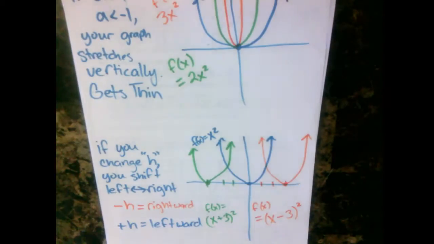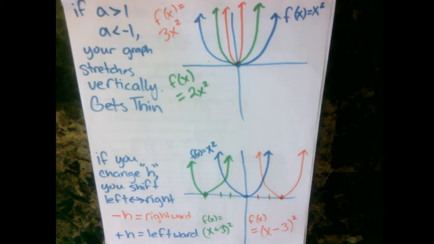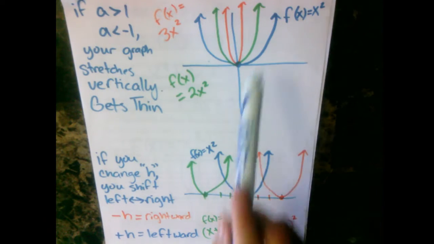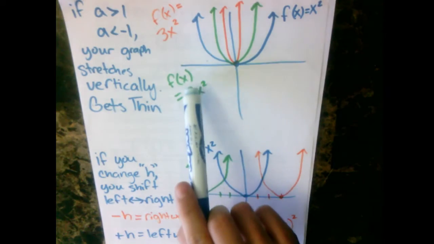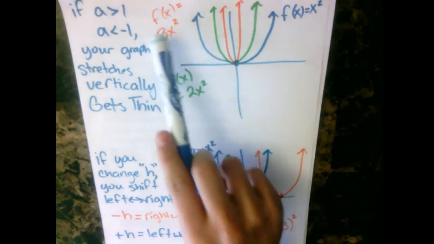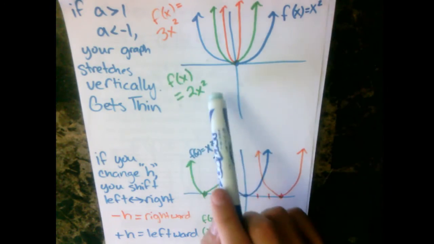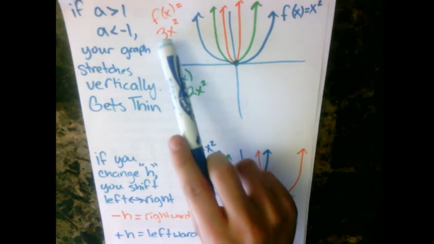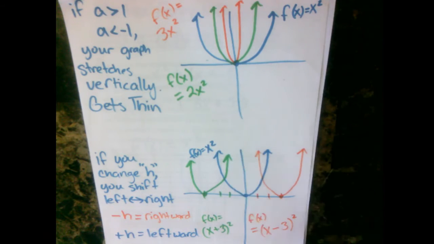Okay? Over here, if a is greater than 1 or if a is less than -1, you're going to get a thinner graph. It just depends on whether or not it points up or down. So it gets thinner and thinner the bigger your a gets. At 2 it's kind of skinny, at 3 it's super skinny, at 100 it'd be ridiculously skinny. Same goes for the negative version. At -2 it'd be kind of skinny, -3 pretty skinny, and then -100 it'd be super skinny, like one line. Okay, down here if you change h, you're going to shift left or right.